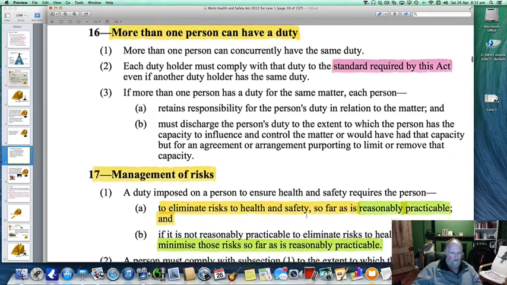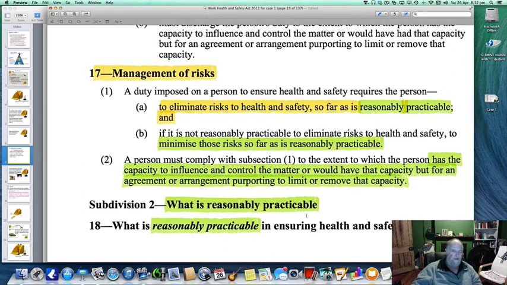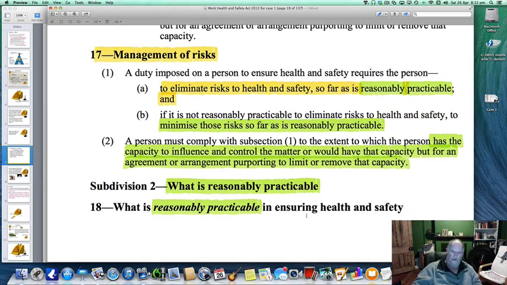So what is the duty? And this is the real crux of the whole thing, isn't it? I know I keep saying that, but this is it, really.